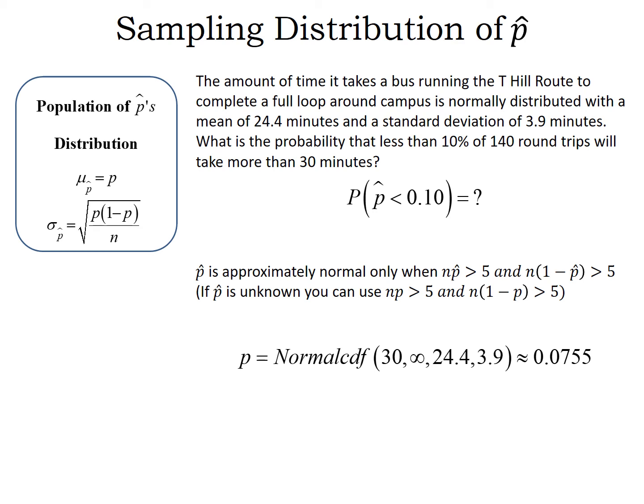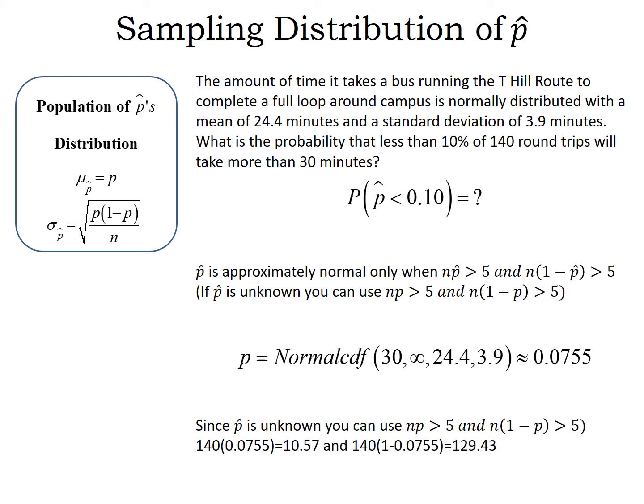All right, now that's P, N we know is 140. So if I take N times P, that's 140 times 0.0755, I get 10.57, which is definitely larger than 5. And 140 times 1 minus that probability of 0.0755 gives me 129.43. So we are expecting about 10 or 11 trips out of our 140 to take more than 30 minutes and about 129 of the trips to take less than 30 minutes. So we've met our at least 5 that do and at least 5 that don't meet our criterion. So P hat will be approximately normally distributed in this situation.